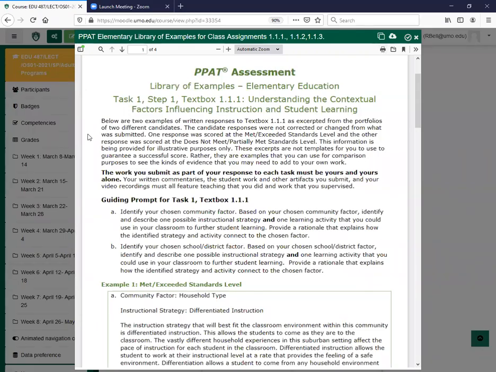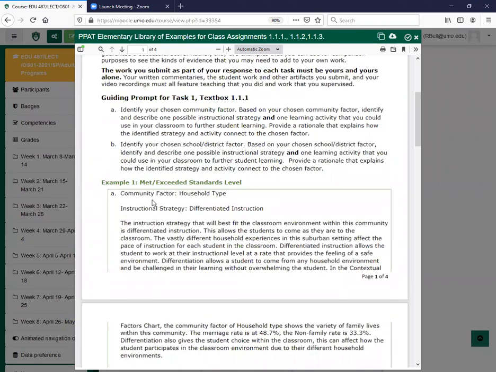Okay, so we have text box 111, and as I said before, we're going to go over the guiding prompts and make sure that you know what to do when it is your time to complete PPAT task one.